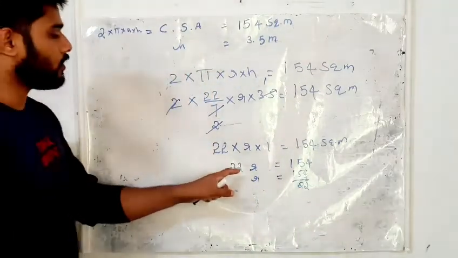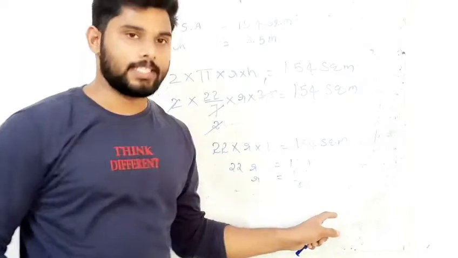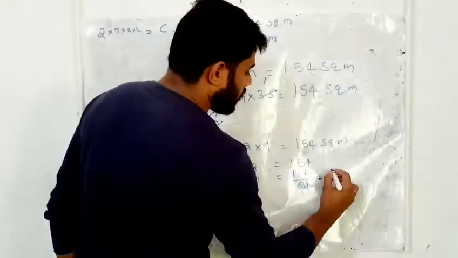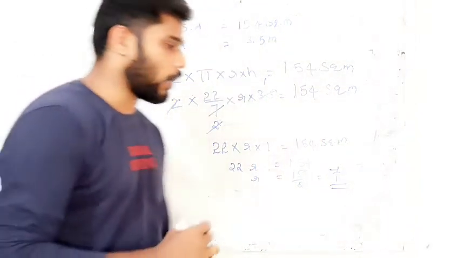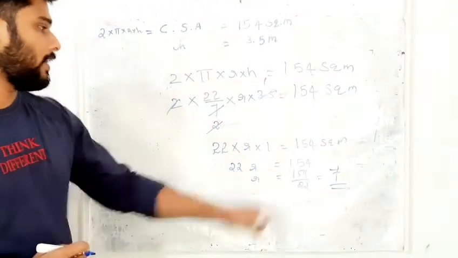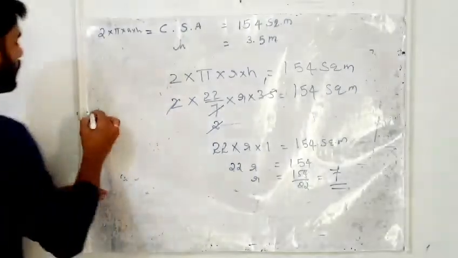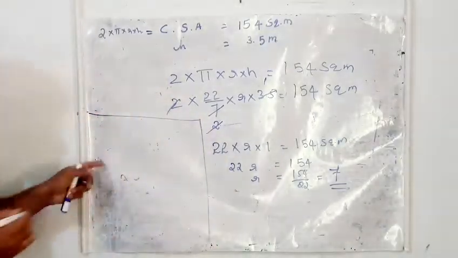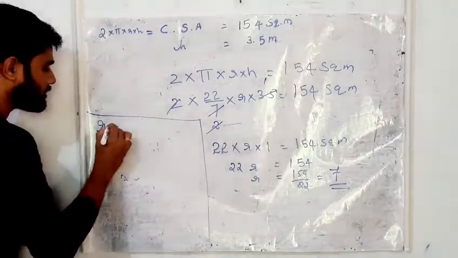Why? This 22 from the left hand side is going to the right hand side, then it will become divides. Then what will the final answer be? 7. So we got the radius is 7.